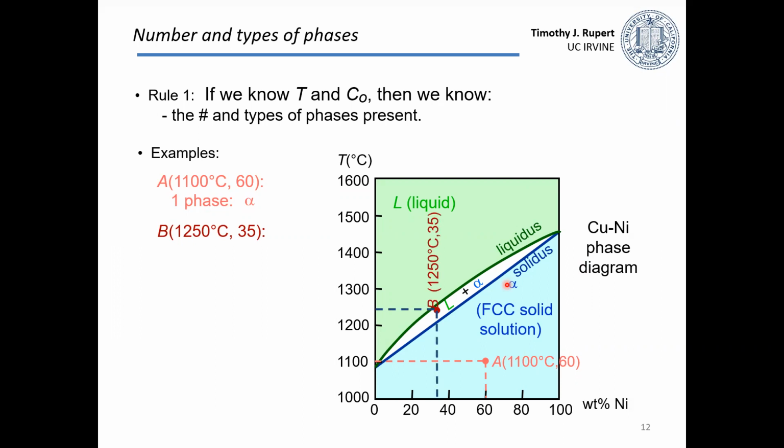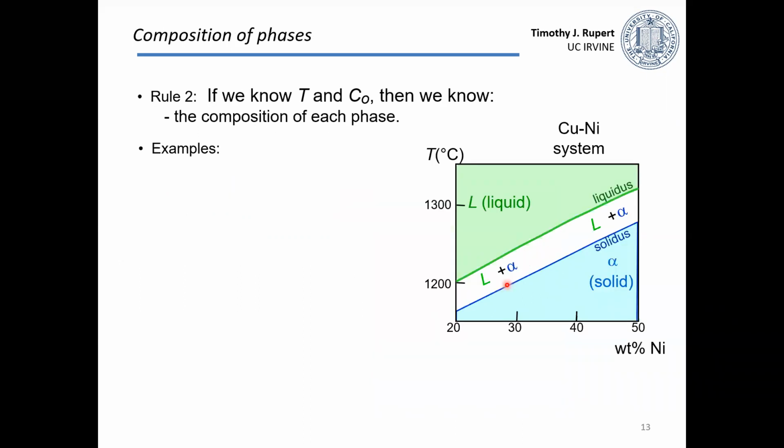If I'm at 1250 degrees C and 35% nickel, I'm in that two-phase regime, liquid plus solid, and I can move around and think about that. So that one's easy to see. The phase diagram is just telling us what is there. But this phase diagram also lets us figure out what the composition of each phase is in each of these cases. Okay? So let's look at a few examples.